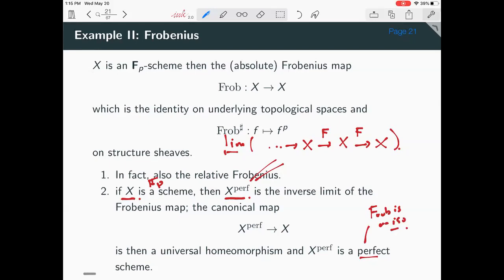And as you know, a lot of developments these days in arithmetic geometry are about looking at perfectoid rings. Those are very complicated, but this is a very simple version, namely perfect schemes, those schemes where the Frobenius map is invertible. Okay, so that's nice.